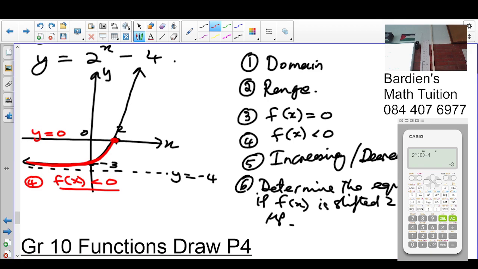So for which values of x is f of x less than 0? For x is less than 2. Number 5. Is this graph increasing or decreasing? Increasing.